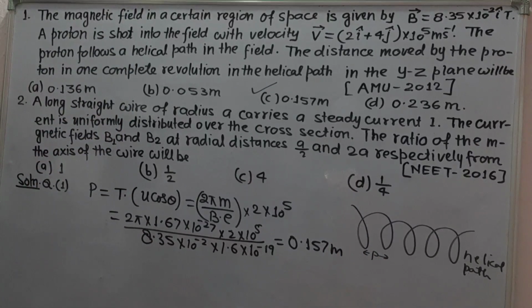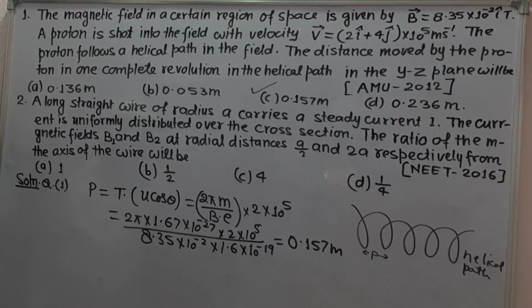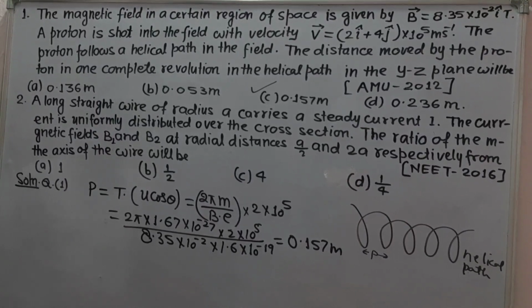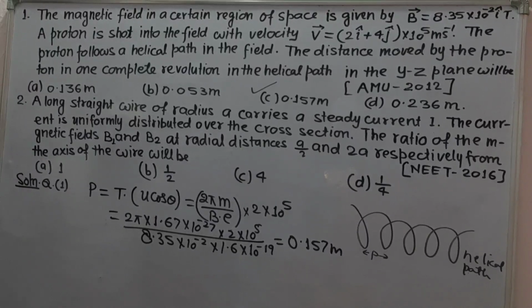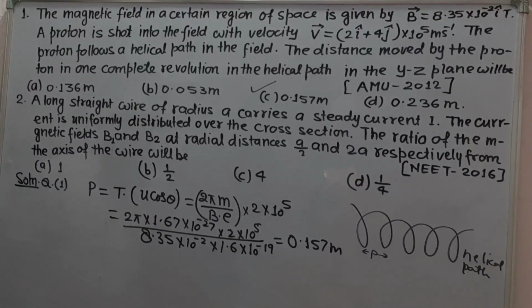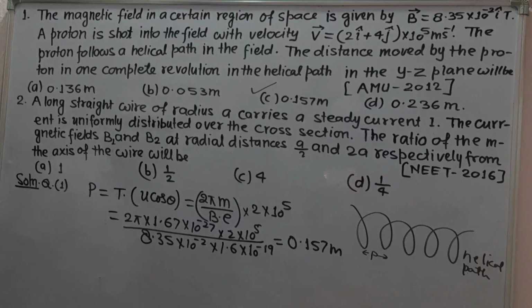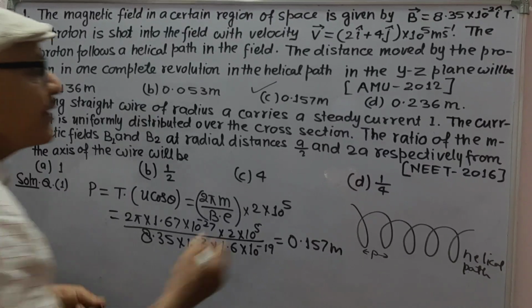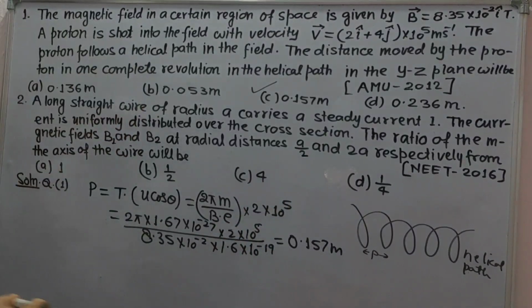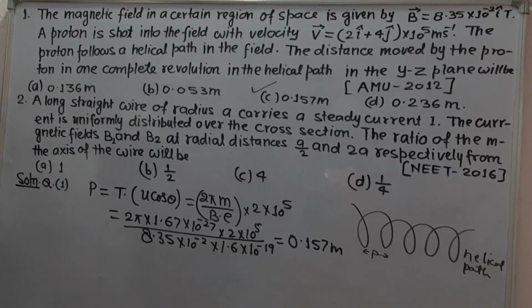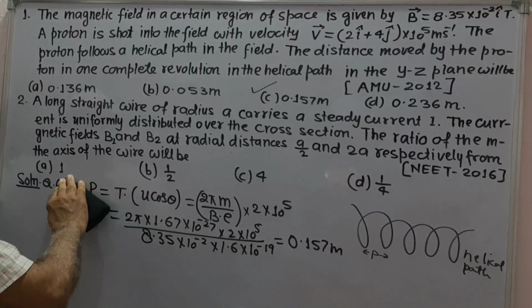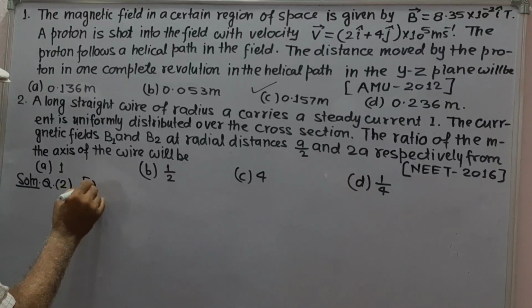Now second question. A long straight wire of radius A carries a steady current I. The current is uniformly distributed over the cross section. The ratio of the magnetic field B1 and B2 at the radial distances A by 2 and 2A respectively from the axis of wire will be. These are the options. So, solution to question 2.